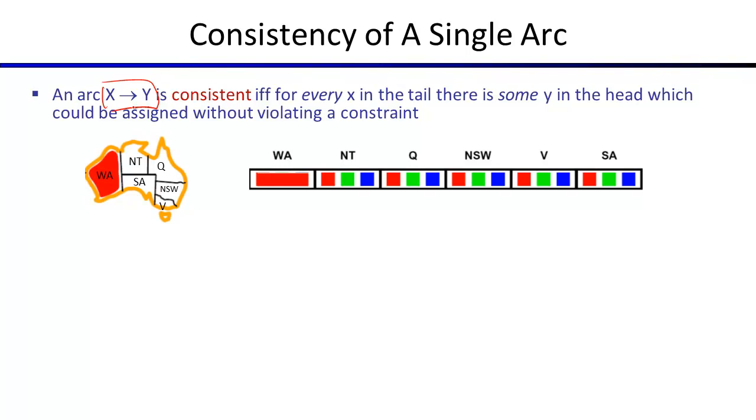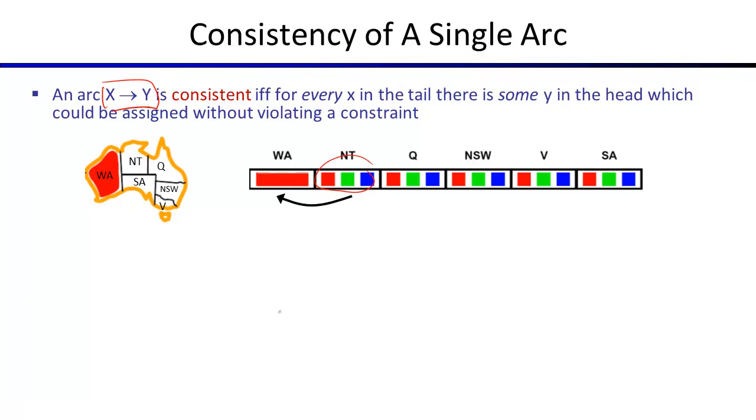Initially, let's say we assign red to WA, and we now start enforcing consistency of arcs. Let's look at this arc here. So we're going to check. We need to ensure that in the tail, which is this one over here, every value that's available there needs to have something consistent with it in the head. How about red? Is there something consistent with red in the head?